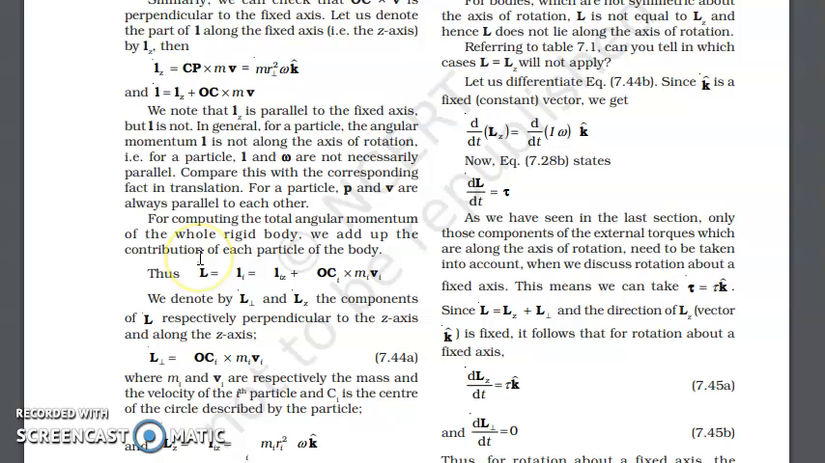So if you take that for the system of particles, then capital L can be written as Li, for the ith particle. You can write it here: Lz plus L perpendicular, which is ri cross mi vi.